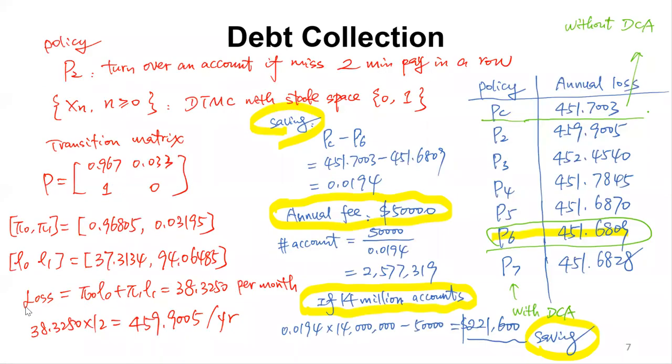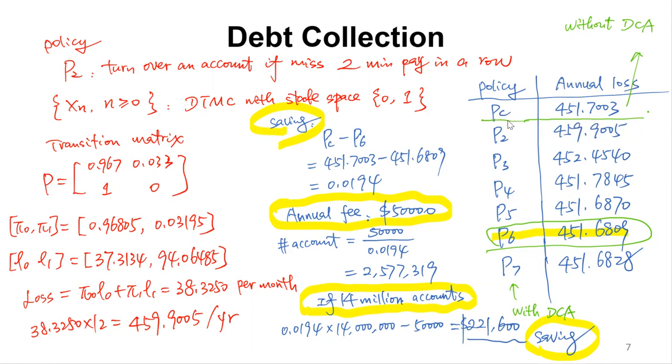Now, the expected loss is, this is the loss in a particular state. Now, expected loss is pi 0 L0 plus pi 1 L1. So this is 38.3250 per month. Then multiply by 12, we get the annual loss under P2, also with the data collection agency. This is the annual loss will be 459,900. This is actually more than what we have in the current policy without using the DCA.